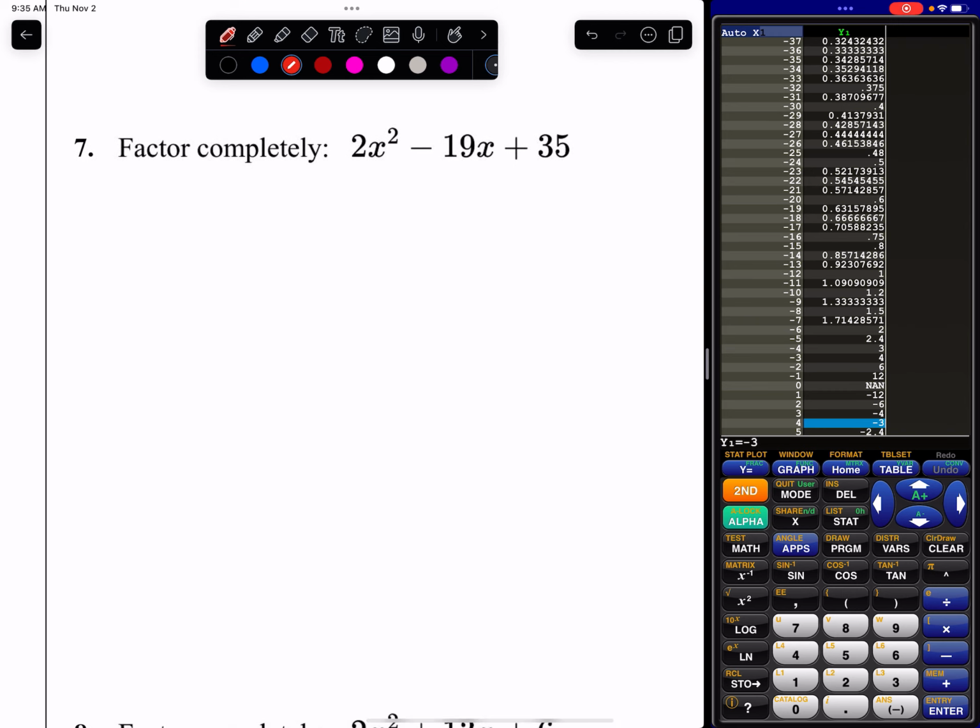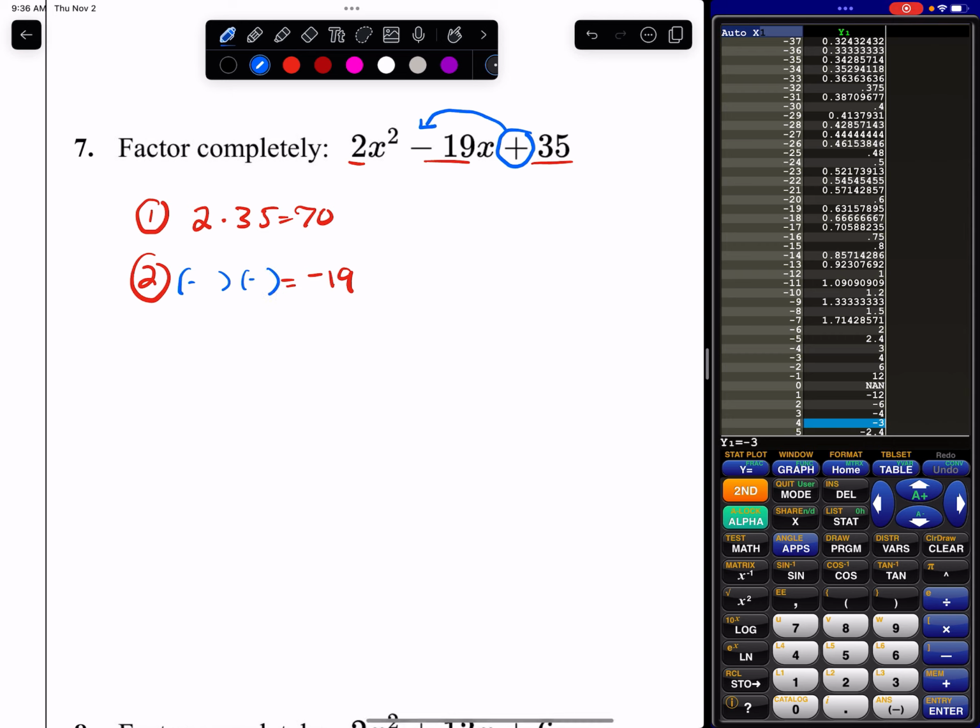Now we have an a value of 2 and a b value of negative 19 and a c value of 35. So step one would be multiply. 2 times 35 is 70. So now what factors of 70 add up to negative 19? Now here's a trick. If we know that the last value is positive and they add to a negative, that means that both of these numbers have to be negative numbers.